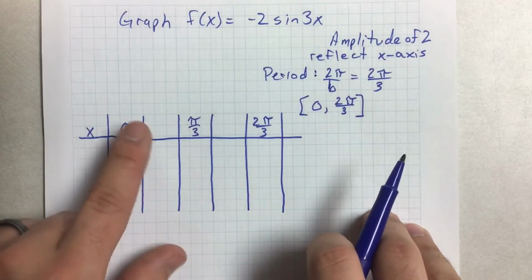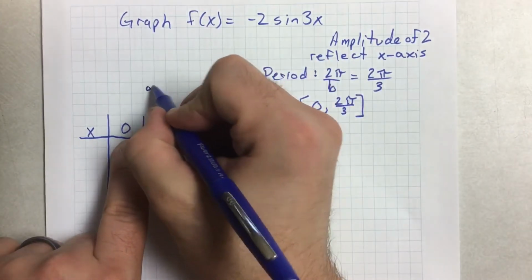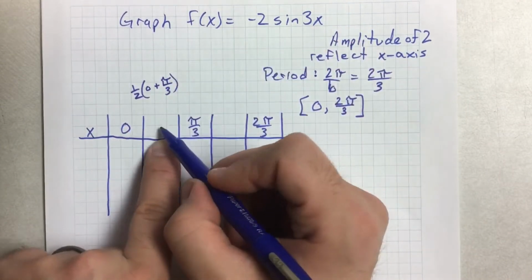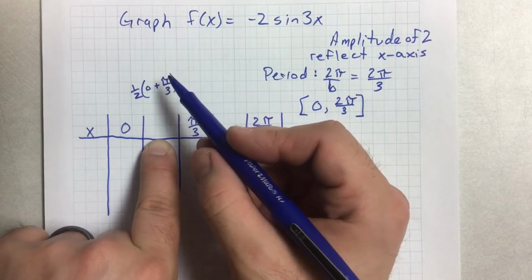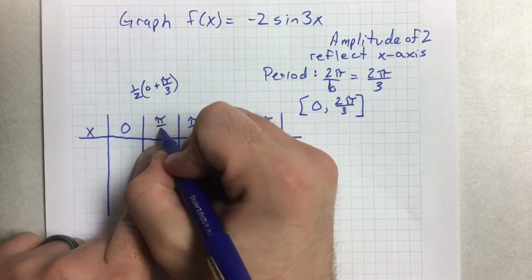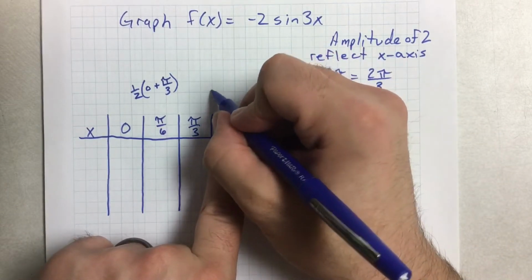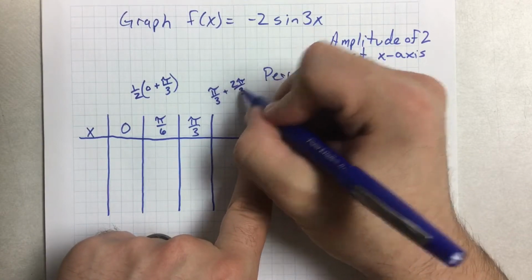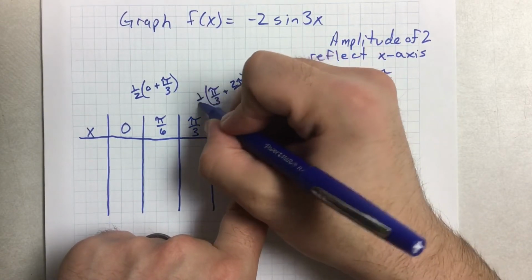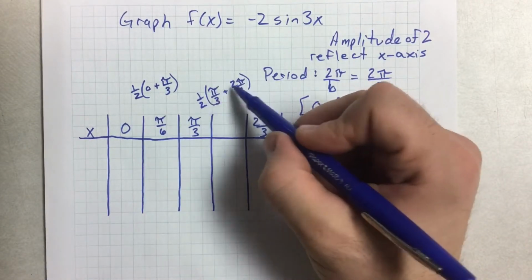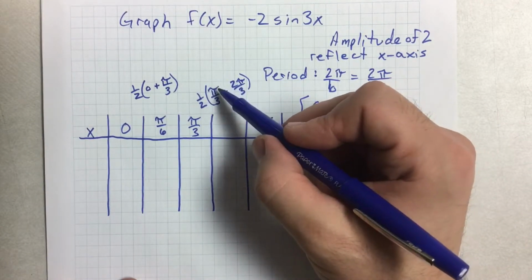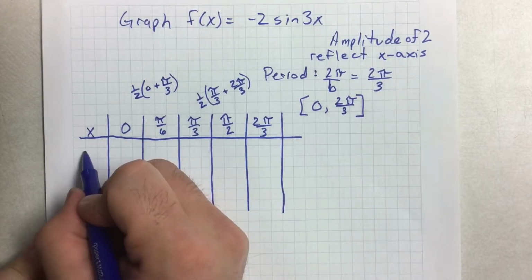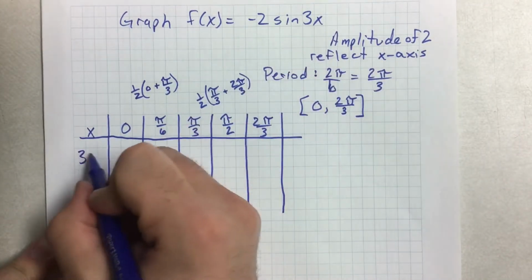All right, and I'll write the next one down for us. So 0 plus pi over 3, and I want half of that, so that'd be pi over 6. And then I want pi over 3 plus 2 pi over 3, and half of that: 3 pi over 3, which is just pi, so pi over 2. Okay, so now our next row would be 3x.